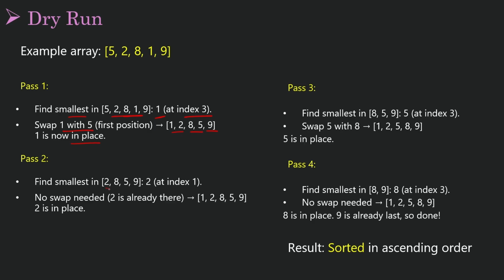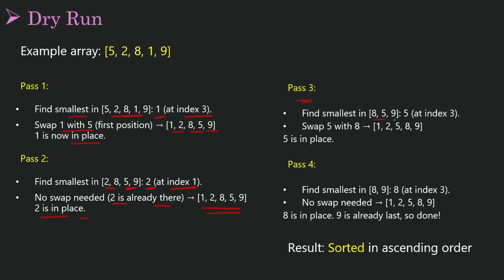Pass 2. Find smallest in 2, 8, 5, 9. 2 at index 1. No swap needed. 2 is already there. 1, 2, 8, 5, 9. 2 is in place. Pass 3.